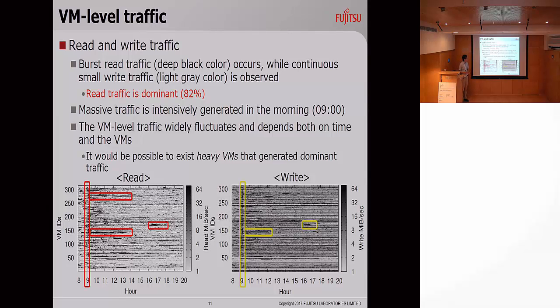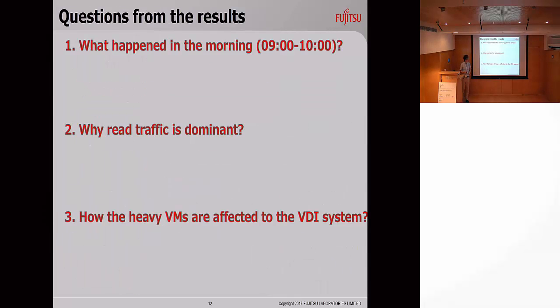Our summary is that the VM level traffic widely fluctuated and depended on both time and VM levels. Moreover, it would be possible for heavy VMs to exist. From the analysis result, there are 3 questions. The first one is what happened in the morning. The second one is why read traffic is dominant. The last one is how the heavy VMs affect the entire VDI system.